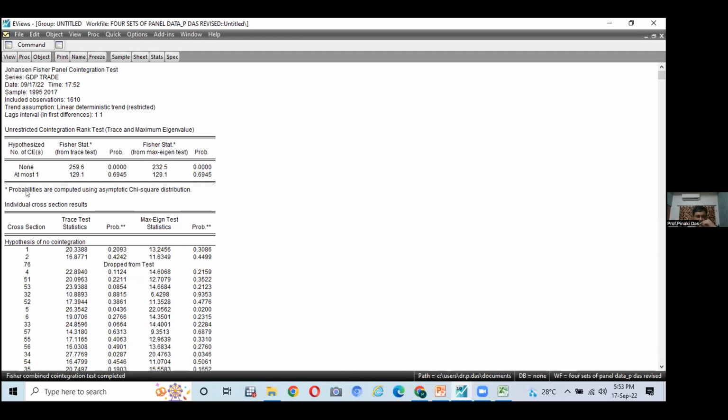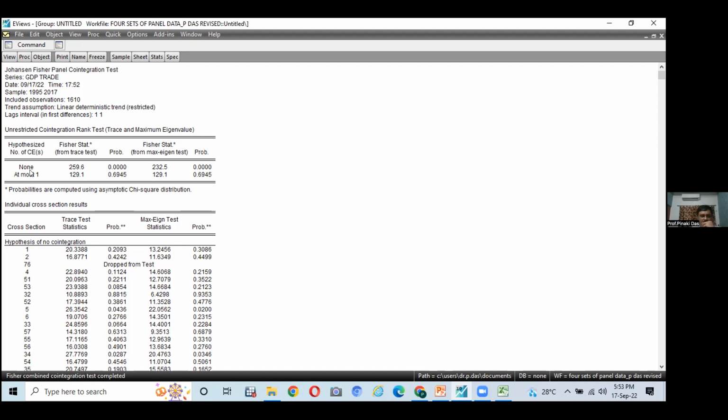There are two lines. One is in respect of none, another is in respect of at most 1. This is the hypothesized number of co-integrating equations, CEs. CE stands for co-integrating equation. As you are interested in finding out the co-integration between these two variables, whether there is any co-integrating equation or not is specified, and we can understand that from these tests. None means there is no co-integration.